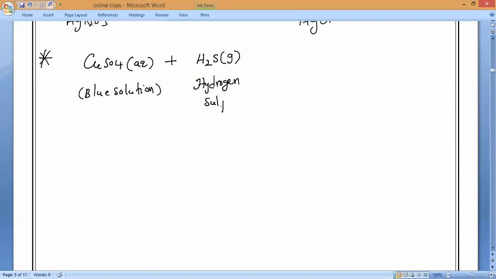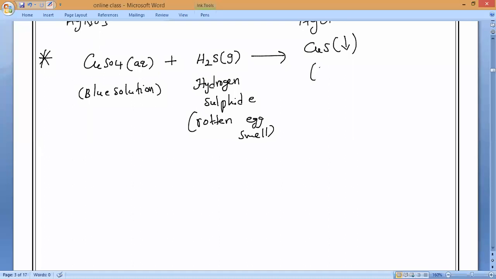What is the smell of hydrogen sulfide? Rotten egg. Very good. It will give you copper sulfide. Whenever copper is there in the products, what color comes? Reddish brown, when copper alone is there. When copper comes with another element, black comes. Copper oxide, copper sulfide, these are all black precipitates. Clear, everyone? You have to remember.